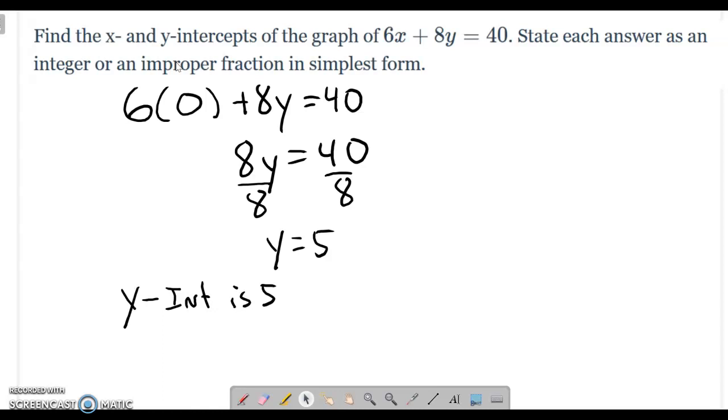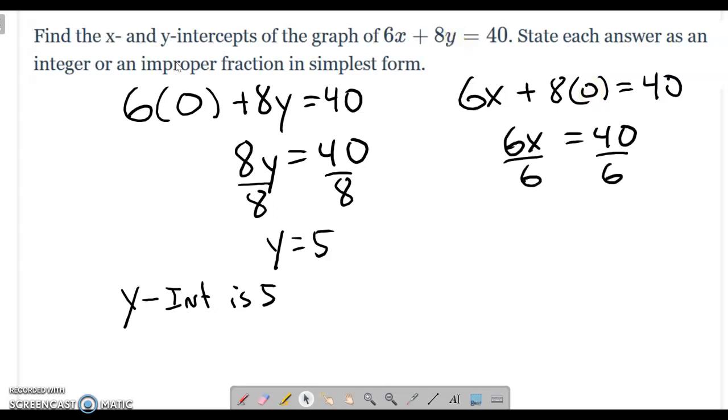That means the y-intercept is 5. Okay, now we got to find the x-intercept. So we're going to plug in 0 for y this time. Okay, so once we plug in 0 for y, you get 0 times 8, which is 0.